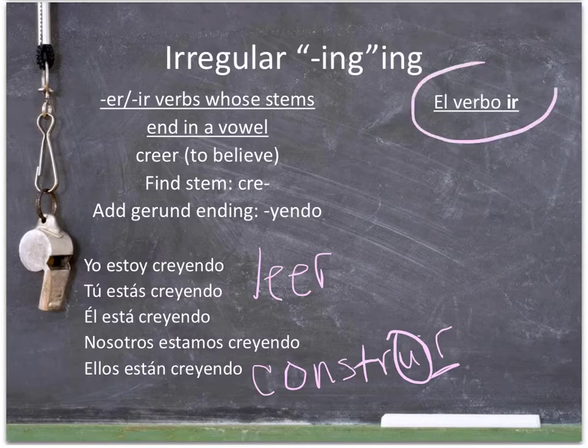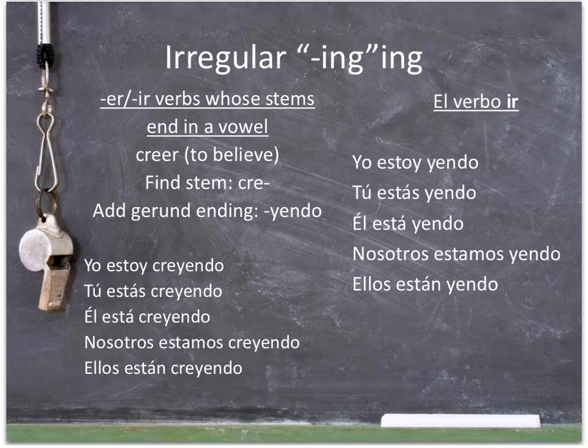Another irregularity, though, is with the verb ir. So the verb ir, whenever you want to say that you are going, because the verb ir means to go, the way that you're going to do this is simply by using yendo. So yendo is going to be the present participle of ir. Estoy yendo is I am going. Estás yendo is you are going. Él está yendo is he is going, etc.